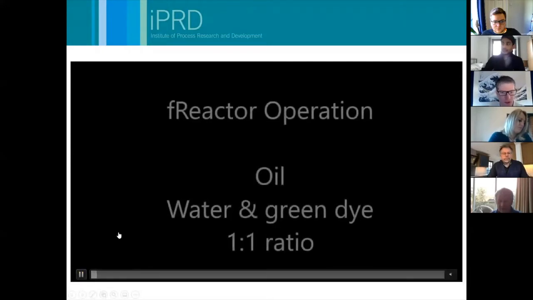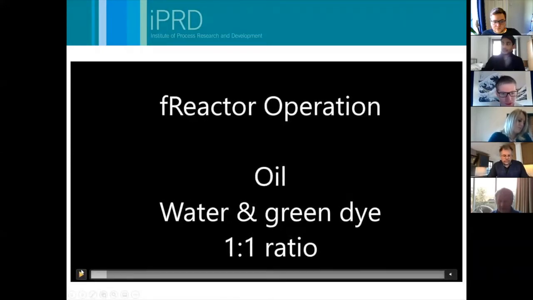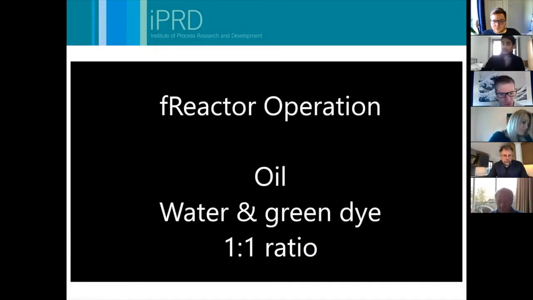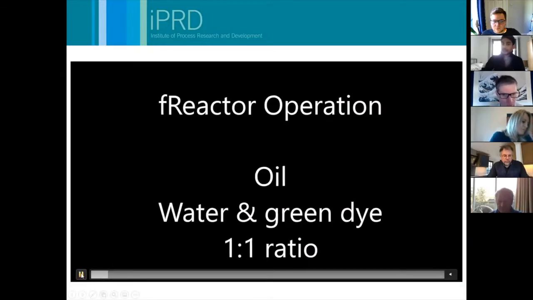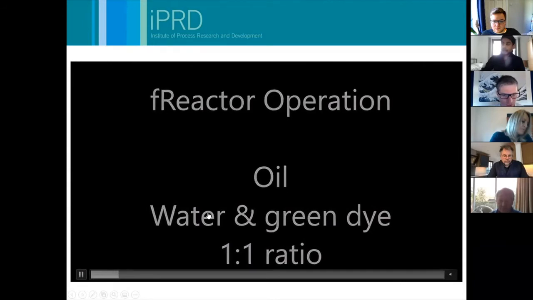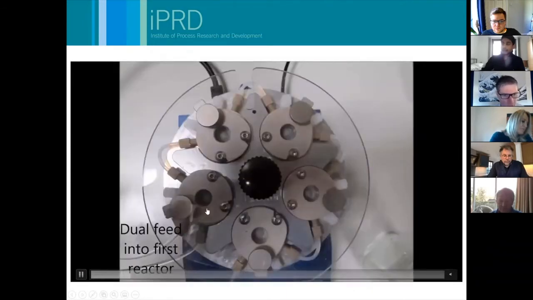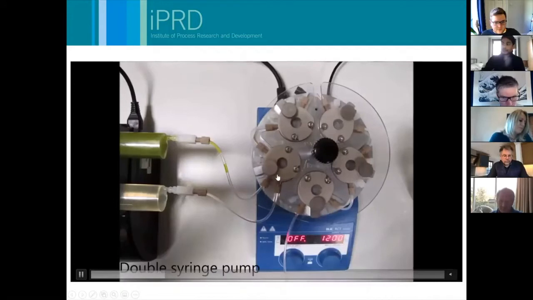This is a video of reactors in operation, and it's a physical process really. We're mixing oil together with water and a green dye that we've put in the water phase, and you can see just how easy and straightforward these are to use. This is the fReactor unit on the hot plate. There are 5 of these together, and I'll mention why in a moment. We've got a dual feed into the first fReactor. In this syringe we've got our lovely green water, and in the bottom syringe we've got our oil. These sit on a dual syringe pump.